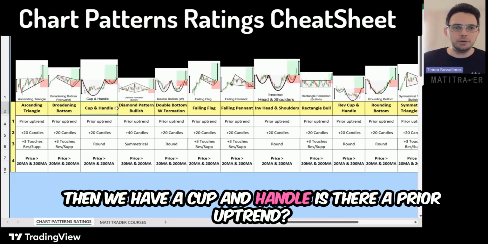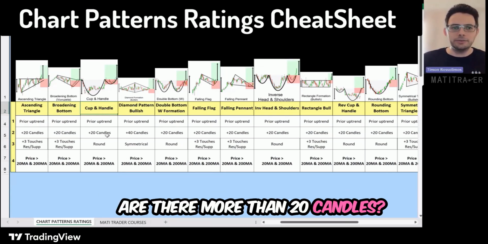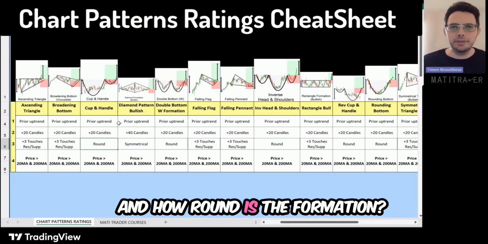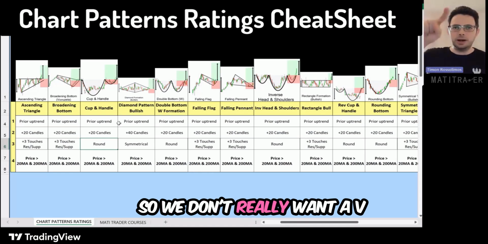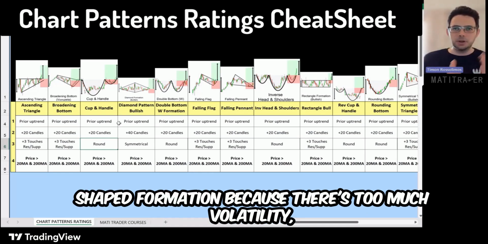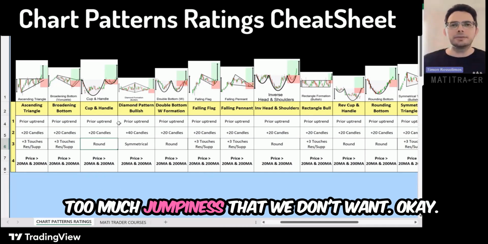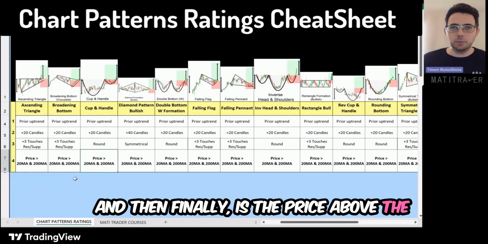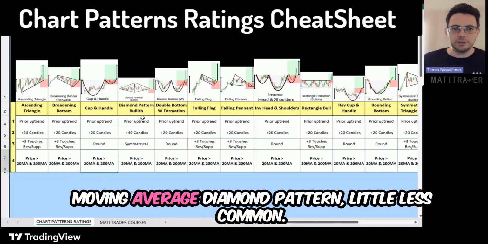Then we have a cup and handle. Is there a prior uptrend? Are there more than 20 candles? And how round is the formation? So we don't really want a V-shaped formation because there's too much volatility, too much jumpiness that we don't want, okay? And then finally, is the price above the 20-day moving average and the 200-day moving average.